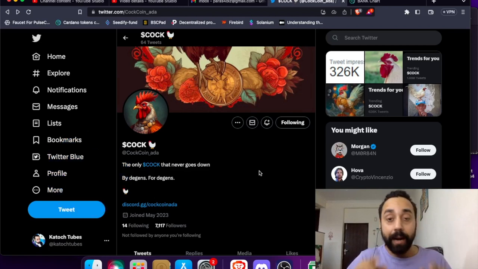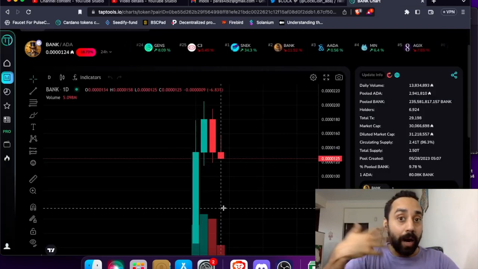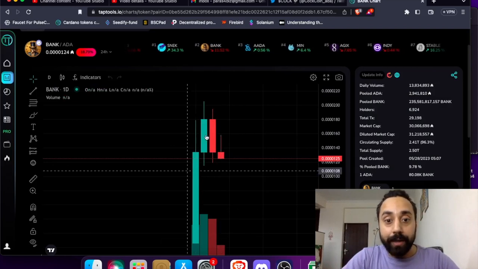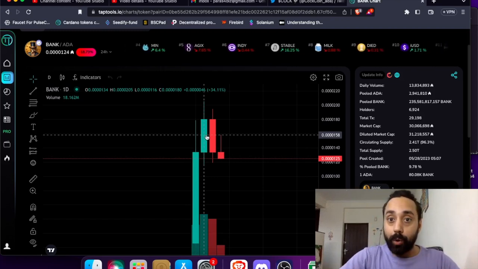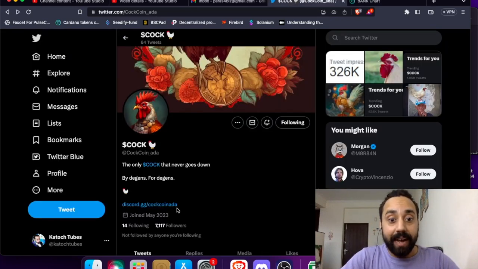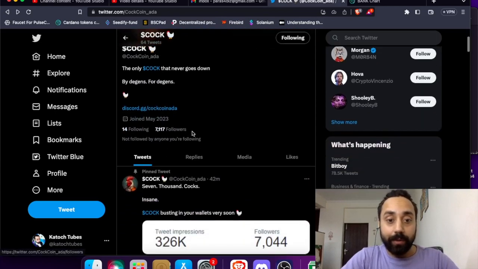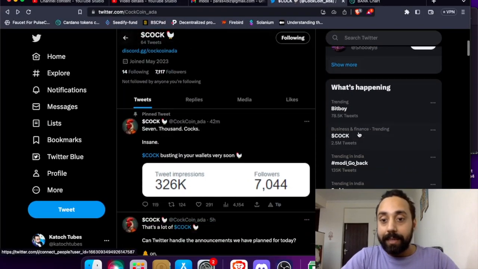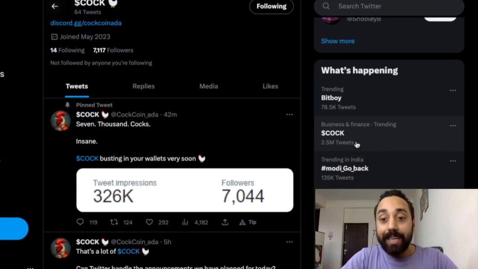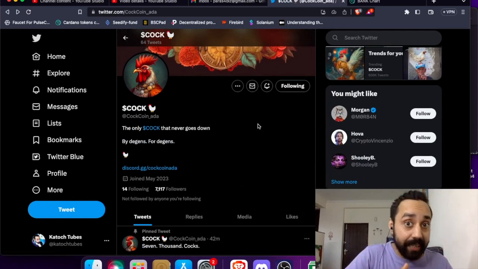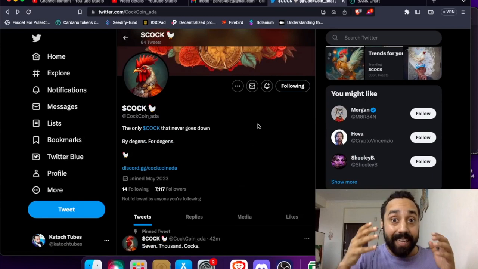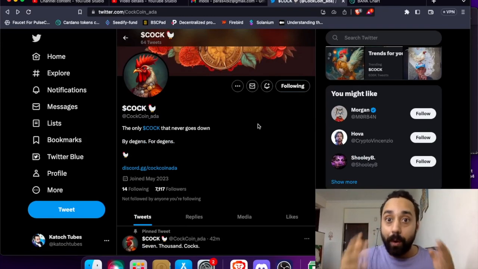Now the team behind the COCK token is the same that created the bank token. Now you can see the bank chart. This is the bank token which was launched on Cardano a few days back, and you can see the pump right over here the day it got listed. The same team will pump the COCK token also, and here is the proof. Yesterday it had around 3,000 followers and now it has over 7,000 followers, plus it has reached over 2.5 million tweets in a 24-hour time frame. So this is the power of COCK token. If you can get in early, you can make a hell lot of money by investing just a few cents or the amount that you wish to enter.